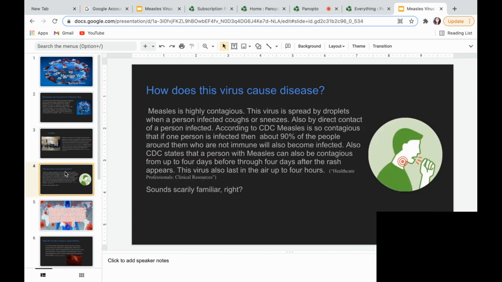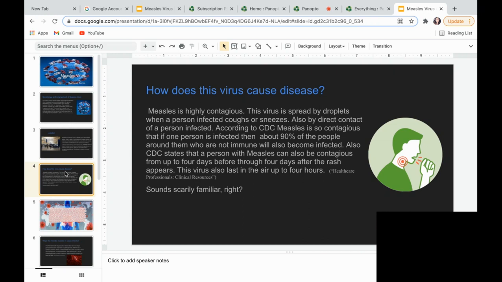How does this virus cause disease? Measles is highly contagious. The virus is spread by droplets when an infected person coughs or sneezes, also by direct contact with an infected person. According to the CDC, measles is so contagious that if one person is infected, then about 90% of the people around them who are not immune will also become infected.